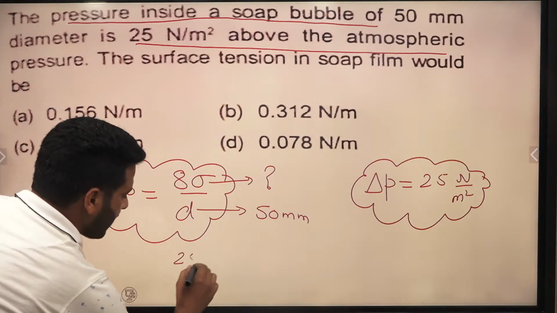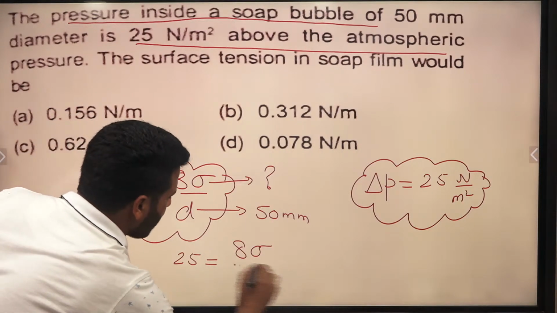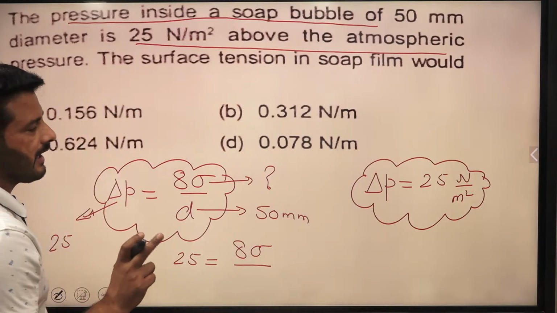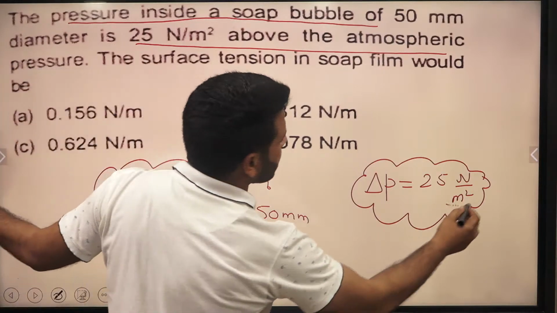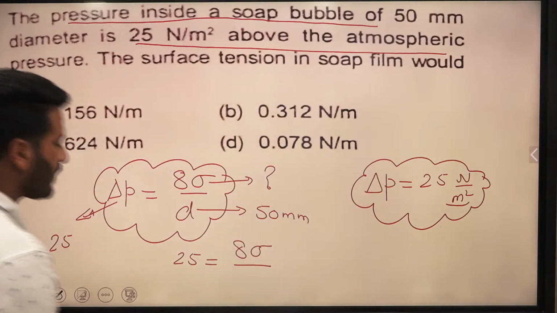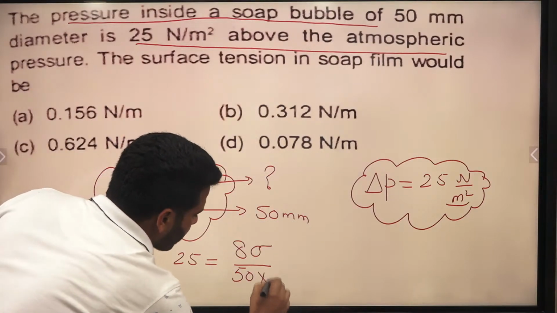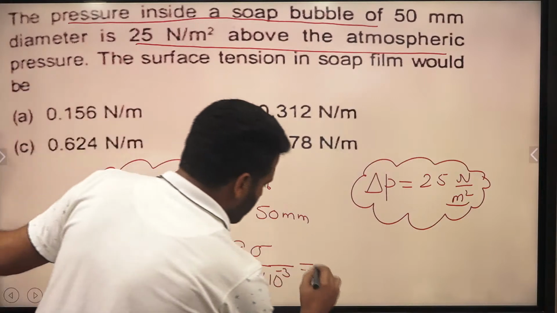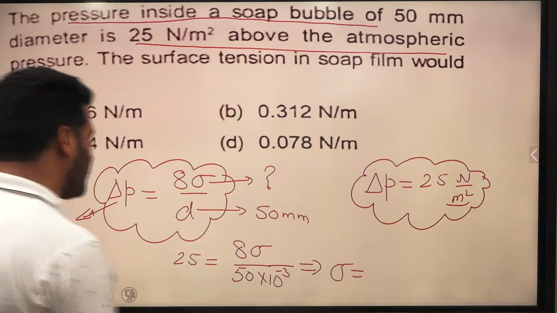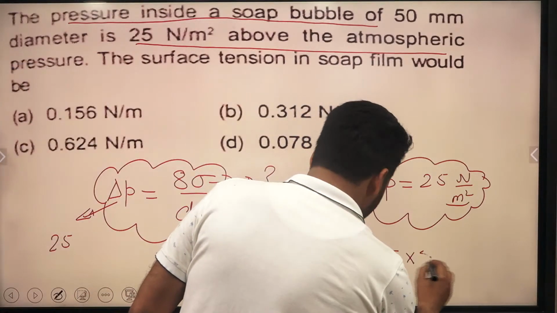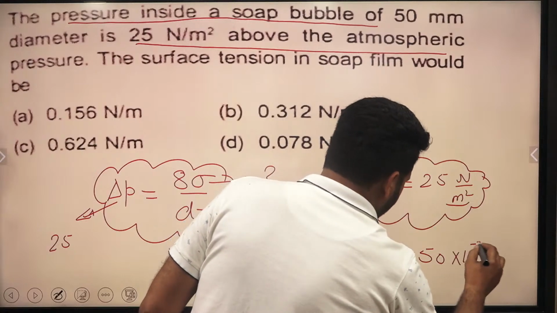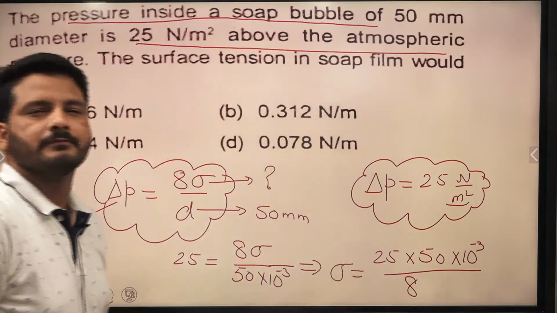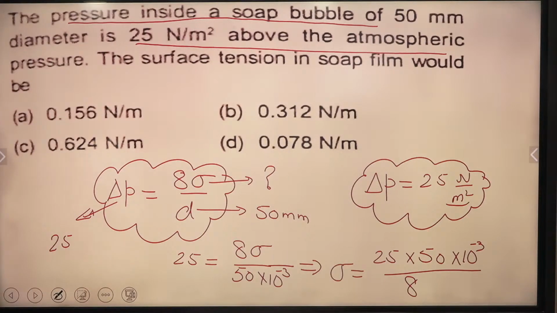So 25 equals 8 sigma by D. The diameter is in mm, so have a look at the figure. The excess pressure is in Newton per meter square, so convert the diameter into meters: 50 into 10 raised to the power minus 3, so this will also be in meters. Sigma, just do the calculation, guys, and let me know the answer. So 25 into 50 into 10 raised to the power minus 3 divided by 8. Just solve it.